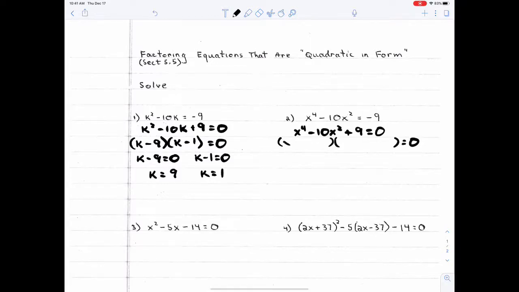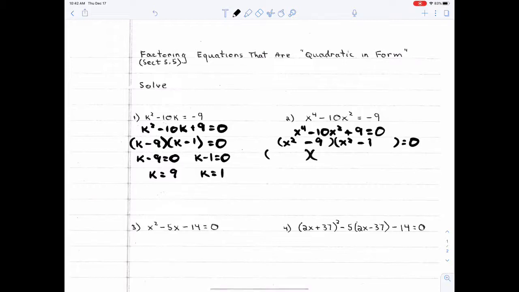So what gives us x to the fourth? X squared times x squared. What gives us 9? Negative 9 and negative 1. And that'll give us a negative 10x squared in the middle. Fine. Does this factor again? Yes, it does. Each of these is the difference of squares.